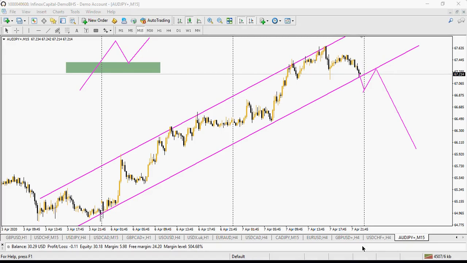Is this clear? If it's clear, please put 333. I want 333, please. Put 333 if you understand what I just discussed now.